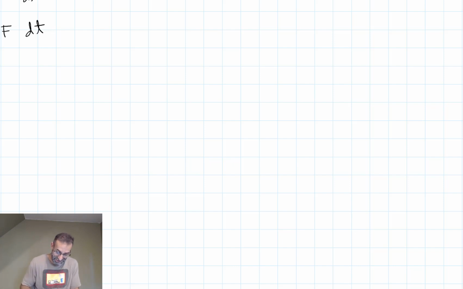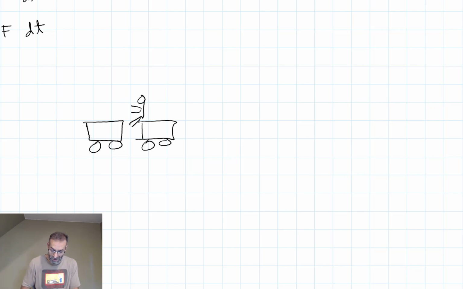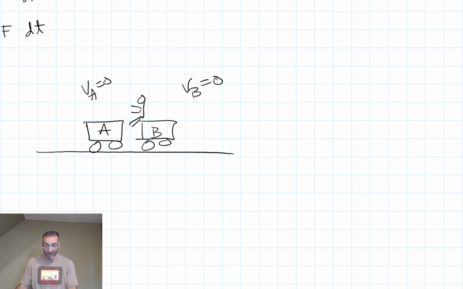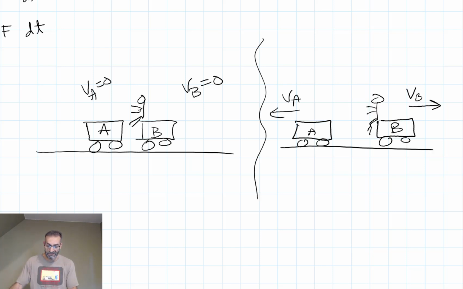Let's have a cart and another cart, and then maybe a person sitting here. And then the person is going to push off with their legs. They're going to push on cart A. And what's going to happen? So let's say nothing is moving right now. Nothing is moving. And then our person kicks and pushes on A. And what's going to happen? So A is going to move to the left. B is going to move to the right.